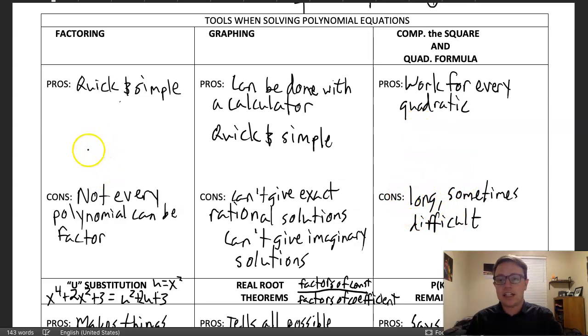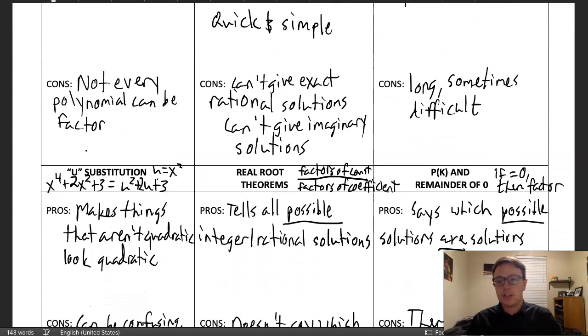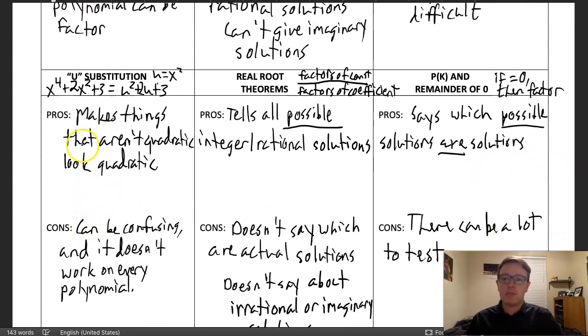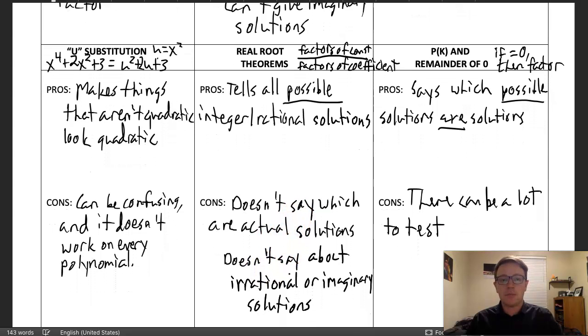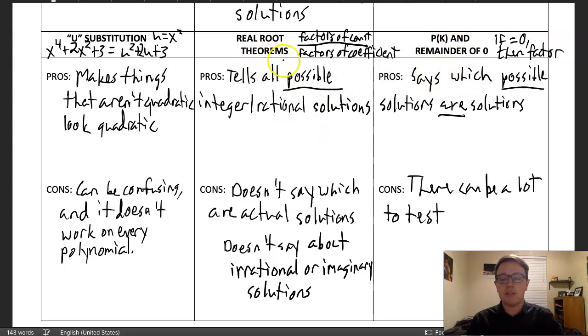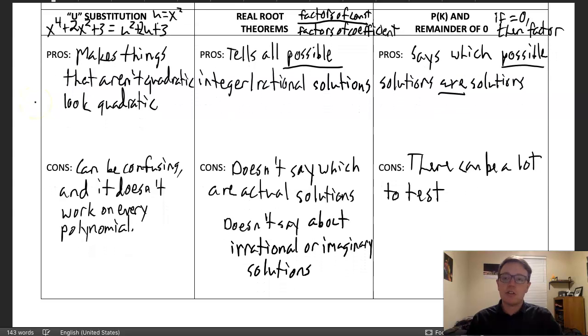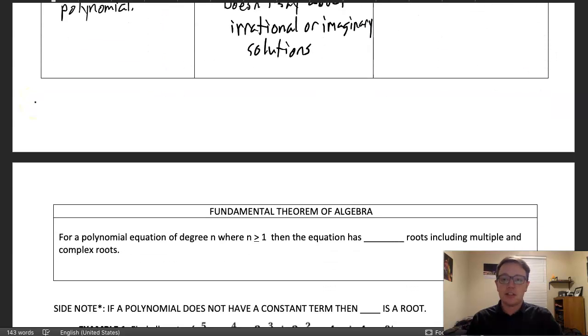And if we don't have a quadratic, it's not useful. We have u substitution, which works only some of the time, but it allows us to look at things and consider them more or less quadratics. We have the rational root theorem, which gives us a list of possible solutions, but doesn't say which ones are solutions, and we're still left without irrational or imaginary numbers. And then we have testing the rational root theorem, which says which ones are solutions, but it can take a long time. Now that we've remembered all of these tools, we're just going to be like a handyman, trying to find the right tool for the job when we're trying to find solutions.